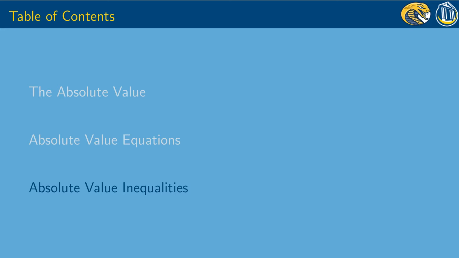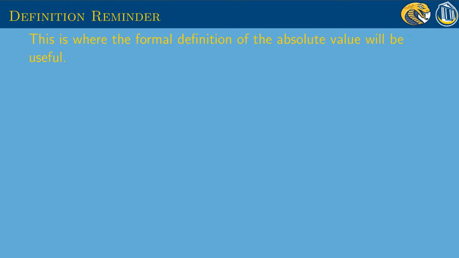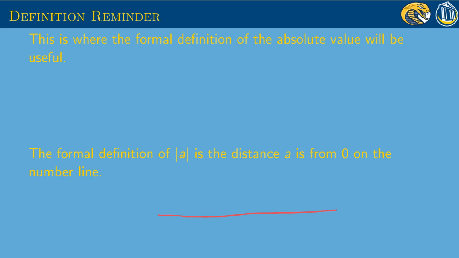Finally, let's talk about using absolute values when solving inequalities. This is where the formal definition of the absolute value will be useful. The formal definition of the absolute value of a is the distance a is from 0 along the number line. If we have a number line written out with 0 right in the middle, it doesn't matter whether a is a negative number or a positive number. The absolute value of a is just the distance from 0.